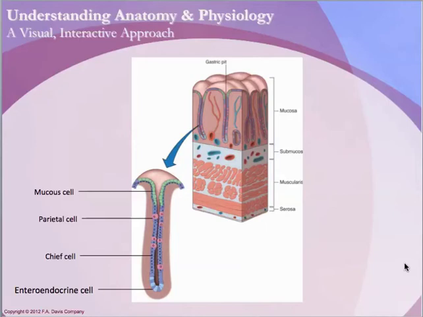Parietal cells secrete hydrochloric acid and intrinsic factor. Intrinsic factor is necessary for absorption of vitamin B12, and hydrochloric acid helps to kill microbes in the swallowed food and makes our stomach a more acidic environment. Chief cells secrete digestive enzymes, and enteroendocrine cells secrete the hormone ghrelin, which stimulates the hypothalamus to increase appetite. They also secrete gastrin, which influences digestive function. So many things happening there in the layers of the stomach.